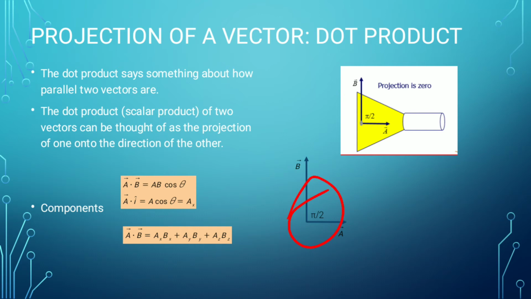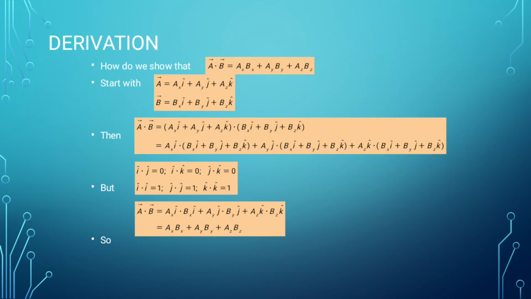Else we can say it as the two vectors are traveling in the same direction, or how parallel the two vectors are. So this is the entire definition of dot product or scalar product. Okay. Here the projection is 0.